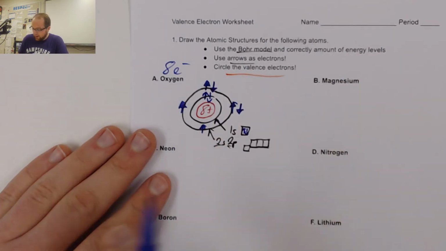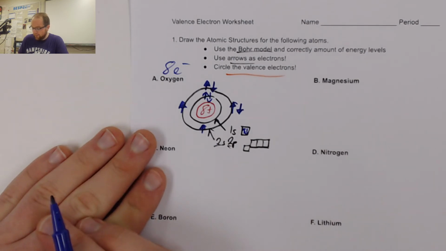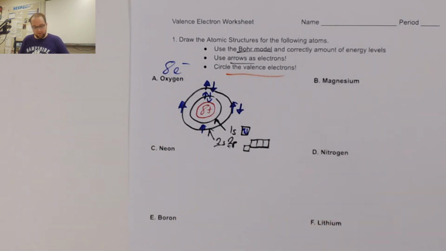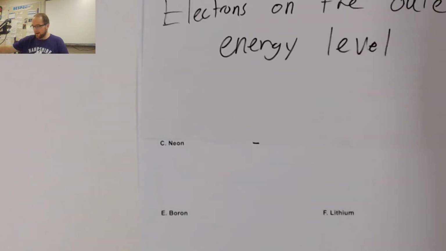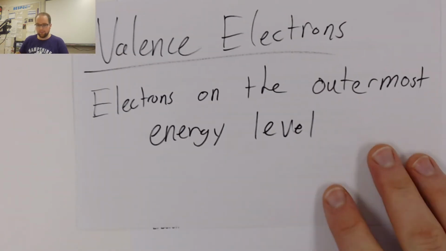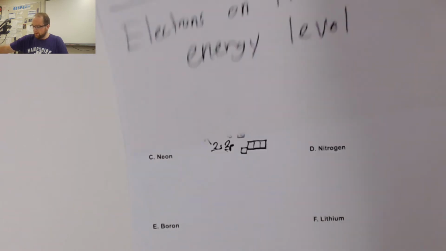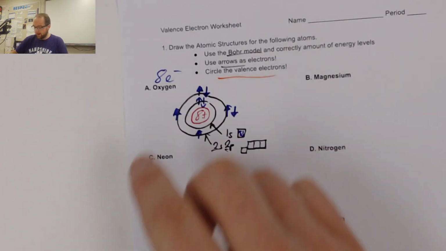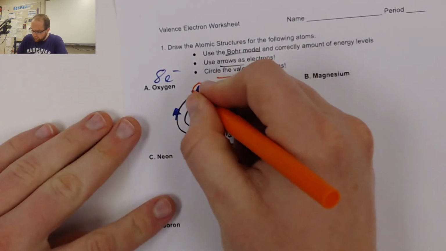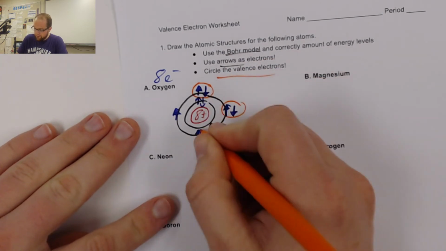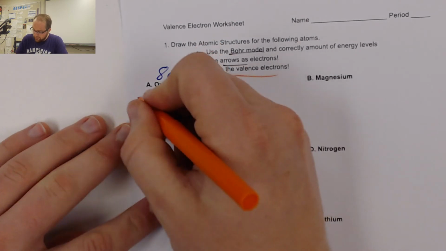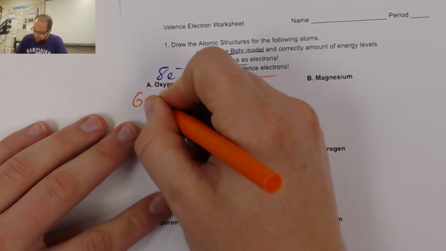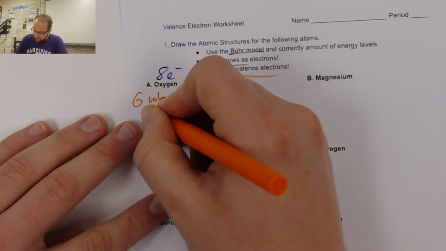So I have all of my electrons labeled, and my step here is then to figure out which are my valence. Well, we said the valence were the ones on the outermost energy level. That's pretty simple. Our outermost is the second level. So I've got 2 here, 2 here, 2 here, 1 there, and 1 there. So I have a total of 6 valence electrons in the oxygen.